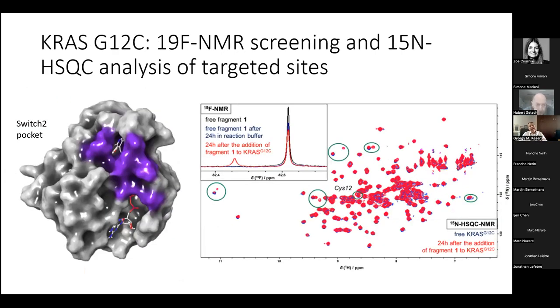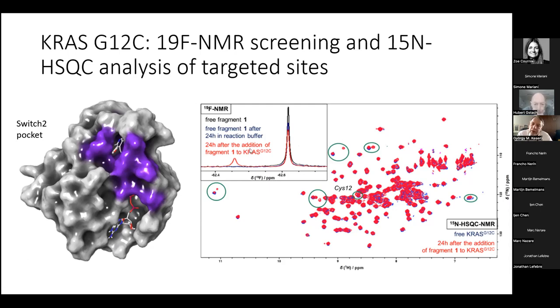And finally, this is KRAS G12C, a very famous oncology target previously considered to be undruggable. And here we used fluorine-19 NMR screening, first identifying the fragment or fragments able to label the protein. In this case, we were interested in labeling this cysteine, which is an oncogenic mutant of KRAS. So in this small insert here, you can see that using fragment one, the acrylamide type of bis-trifluoromethyl phenyl fragment.